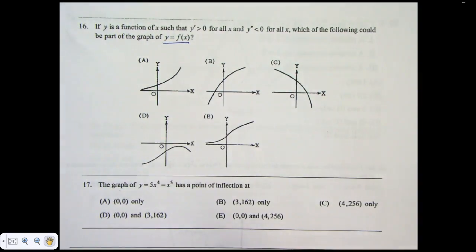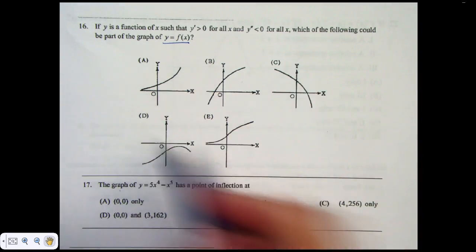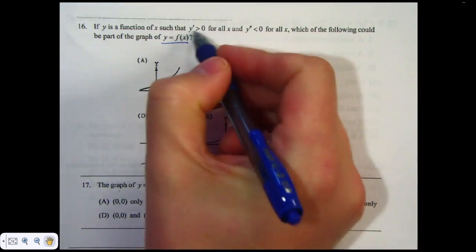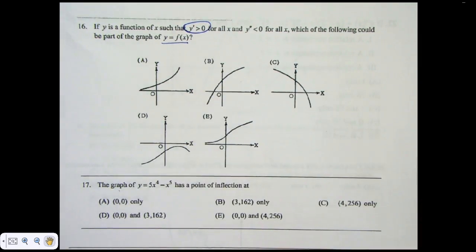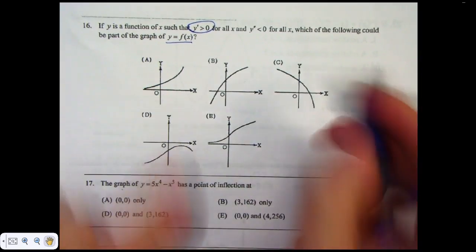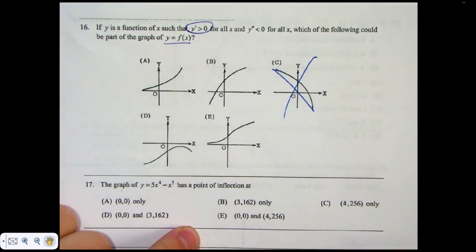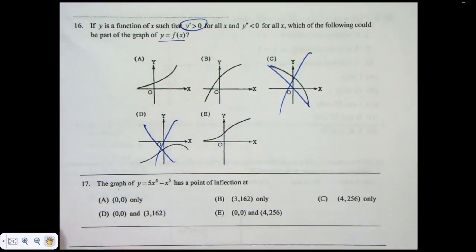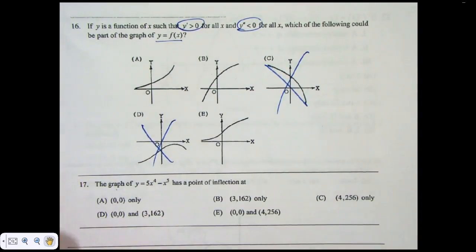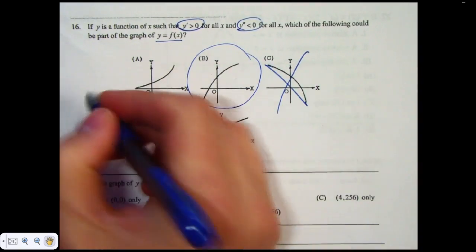So we're looking for y equals f of x. So these are the original graphs. We know y prime is greater than 0. So what does that mean? Increasing. So it could be A, it could be B. It can't be C anymore. It can't be D anymore. And then y double prime is negative. What does that mean? Concave down. So that puts us at B.